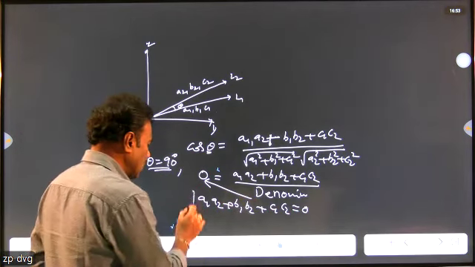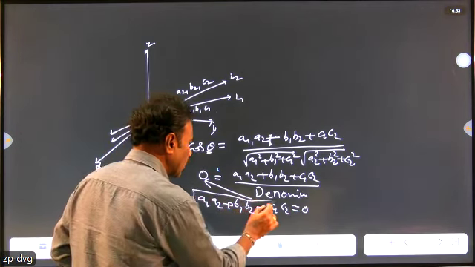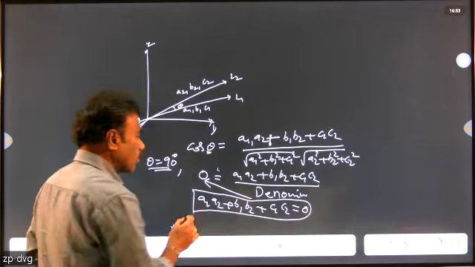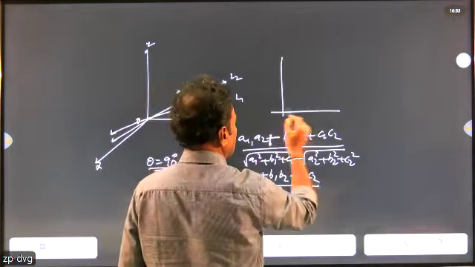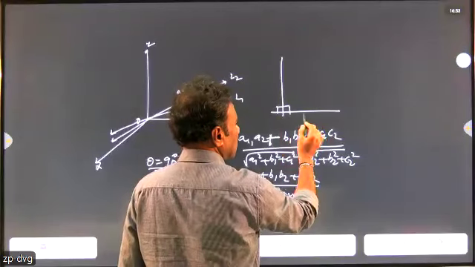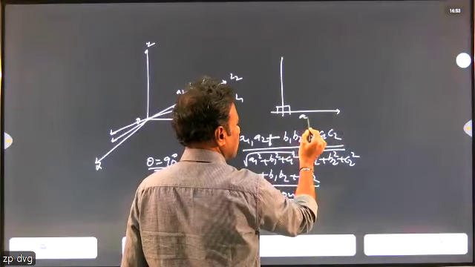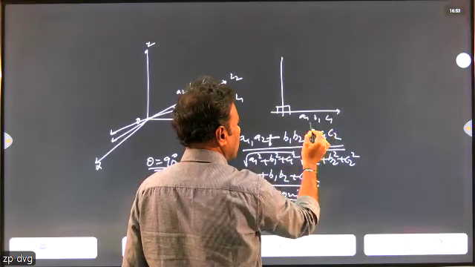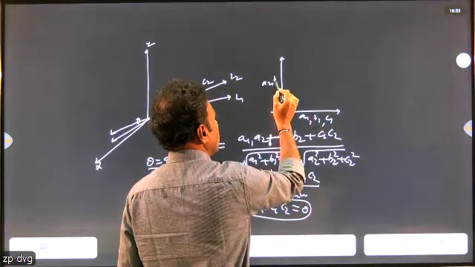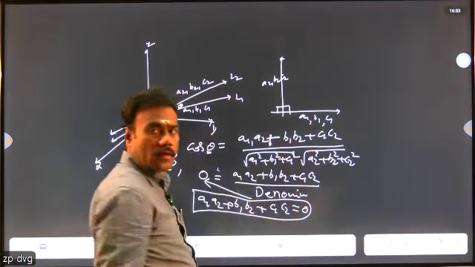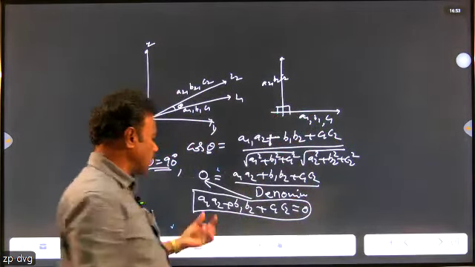So when two lines are perpendicular, with this line having direction ratios A1, B1, C1 and the other line having direction ratios A2, B2, C2, then the condition for the two lines to be perpendicular is what?